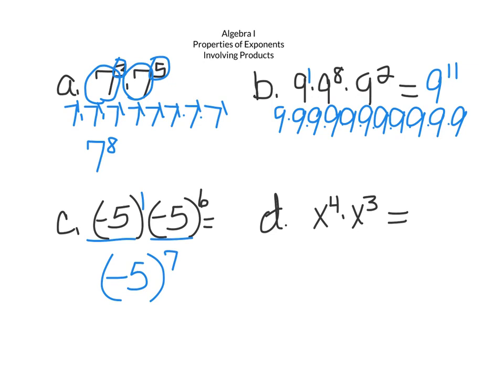When all you have as a base is a variable, as they do in example D, x is your base, and again we will add our exponents, 4 plus 3, and you have x to the 7th.